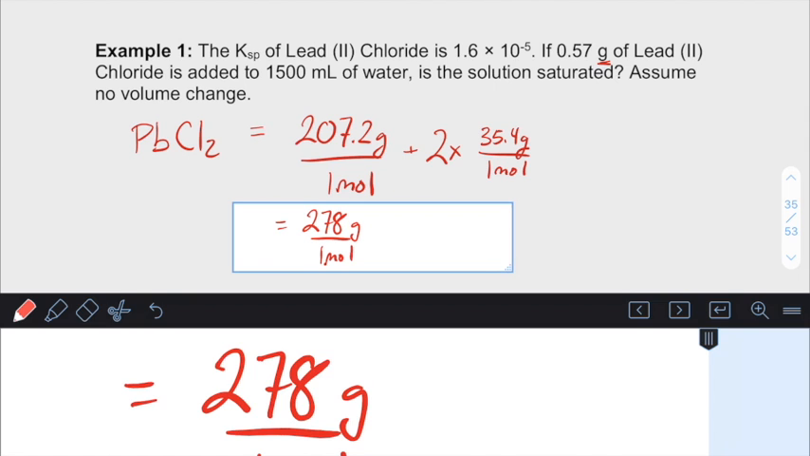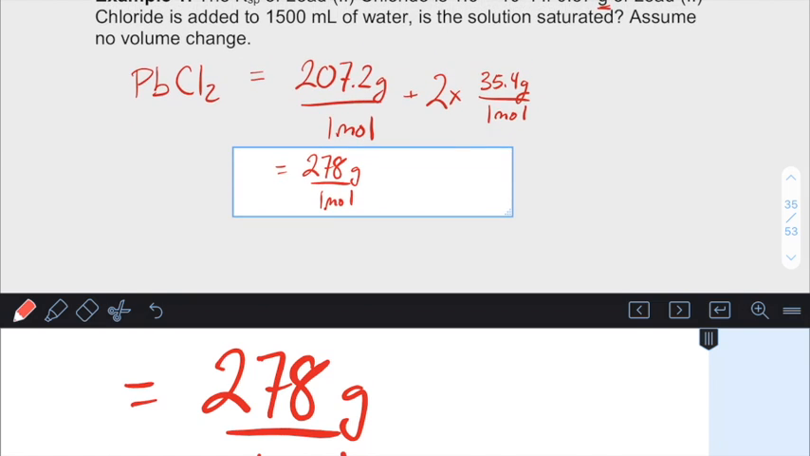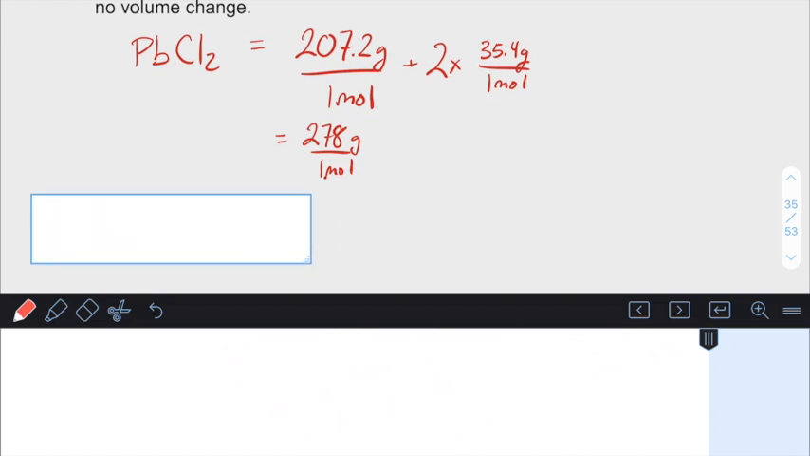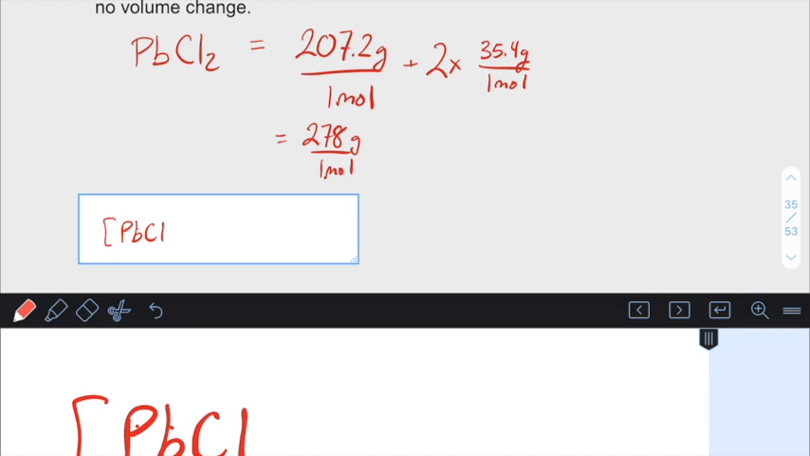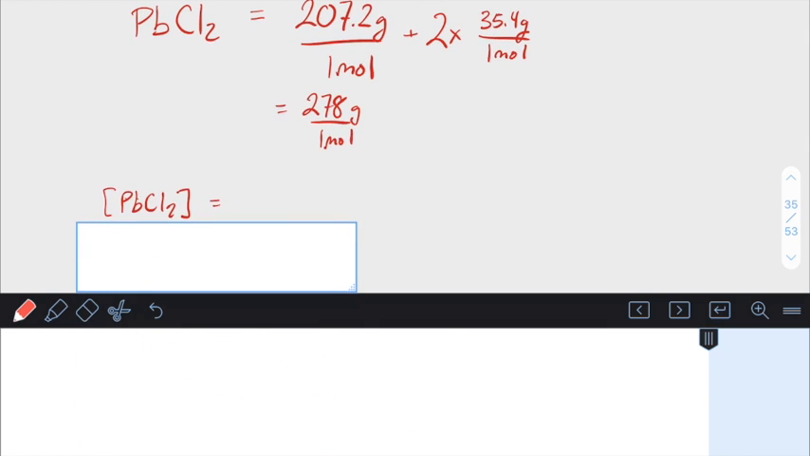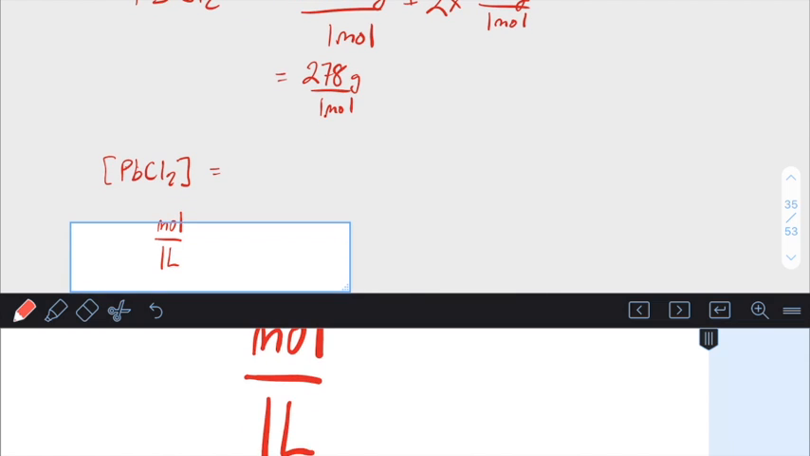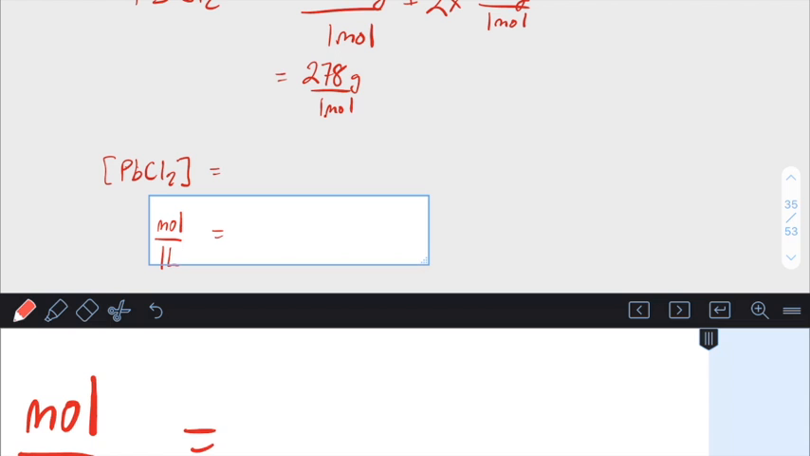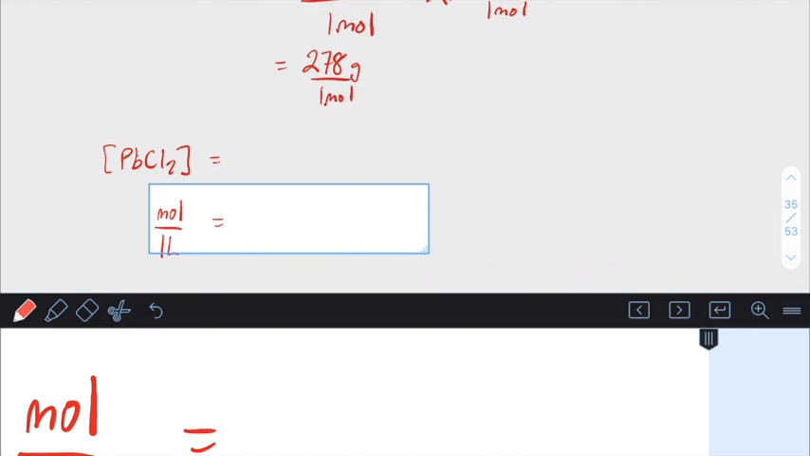And we have 0.57 grams of that stuff, and we're going to dissolve it in 1500 milliliters to give us a concentration. That's really what we need: the concentration of lead chloride. The way I think about that is that I want to get to moles over 1 liter, right? To get to moles over 1 liter, I have to start with whatever they gave me. So they gave me 0.57 grams.